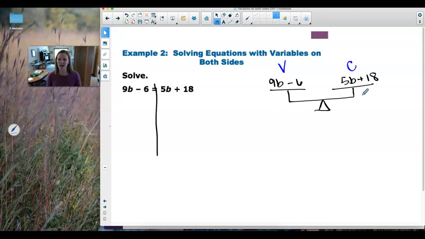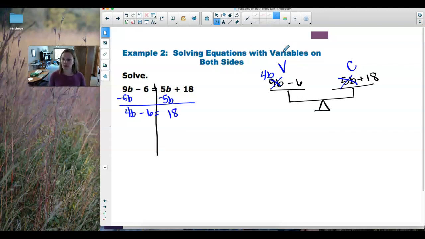Okay, so that means I want to get rid of this 5b. I want it gone. And to get rid of that 5b, I have to subtract it. But if I only do that on one side and not the other, now it's not balanced anymore. So I have to do the same thing on the other. I have to take away 5b's from this side. And what I'd be left with was 4b. So minus 5b. And so now I have 4b minus 6 equals 18.